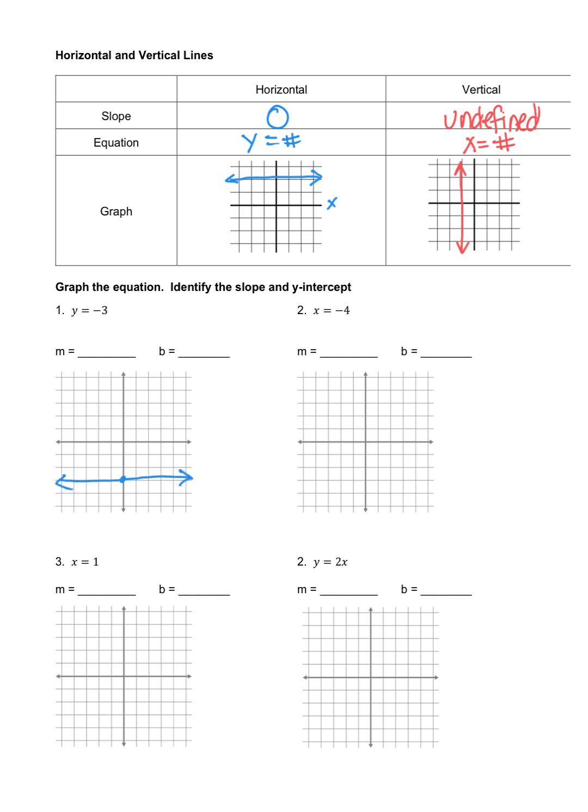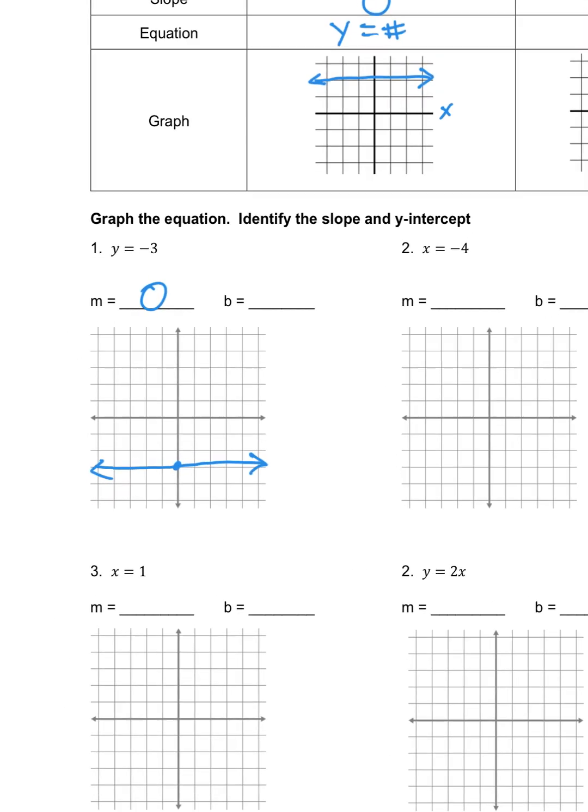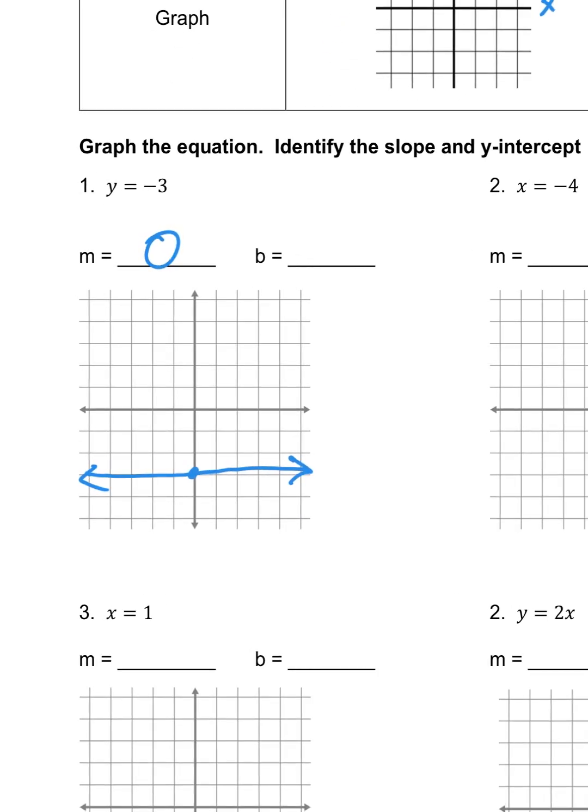There we go. So what is our slope of this horizontal line? It should be a 0. We can see that at the top. And what is our y-intercept? Where is it hitting on the y-axis? Can you see where it is hitting on the y-axis, that blue line for number 1? What number is it hitting on the y-axis for that blue line? It is -3. So we will put our y-intercept as -3.